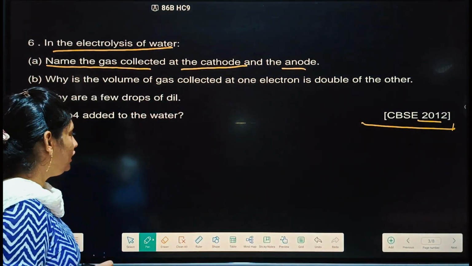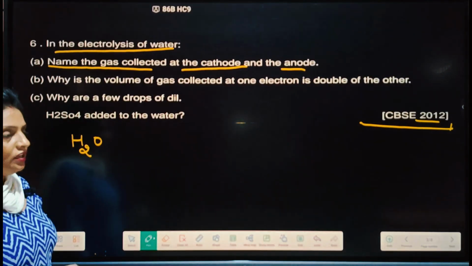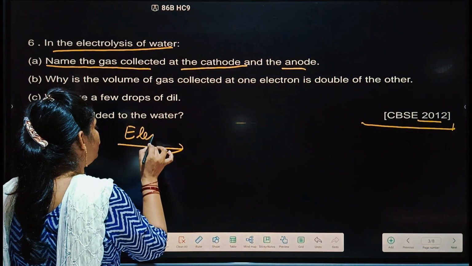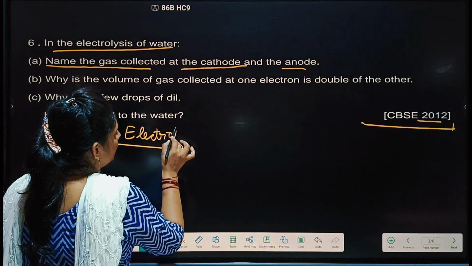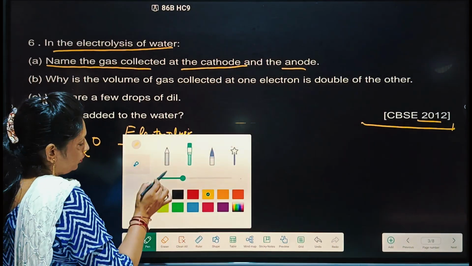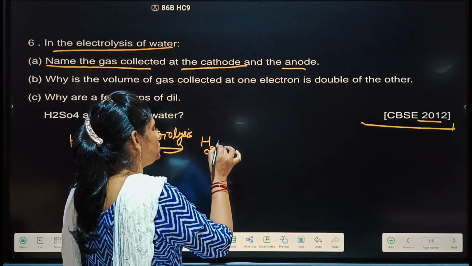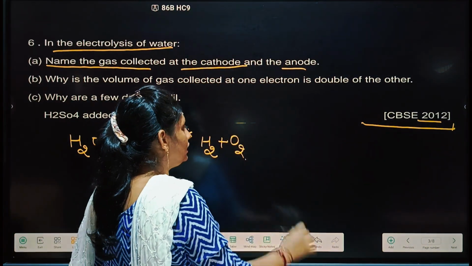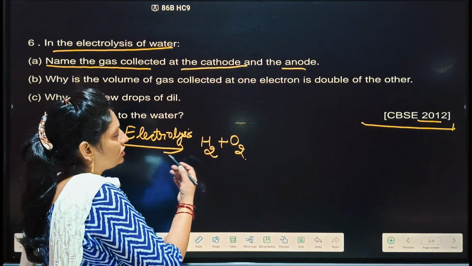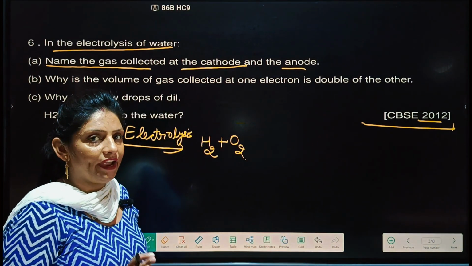You know very well, the formula for water is H2O. Students, if we do electrolysis, means if we pass electricity through water, then it will decompose and it will give just two gases, hydrogen and oxygen. Now, he is asking, hydrogen gas will be produced at which electrode and oxygen will be produced at which.